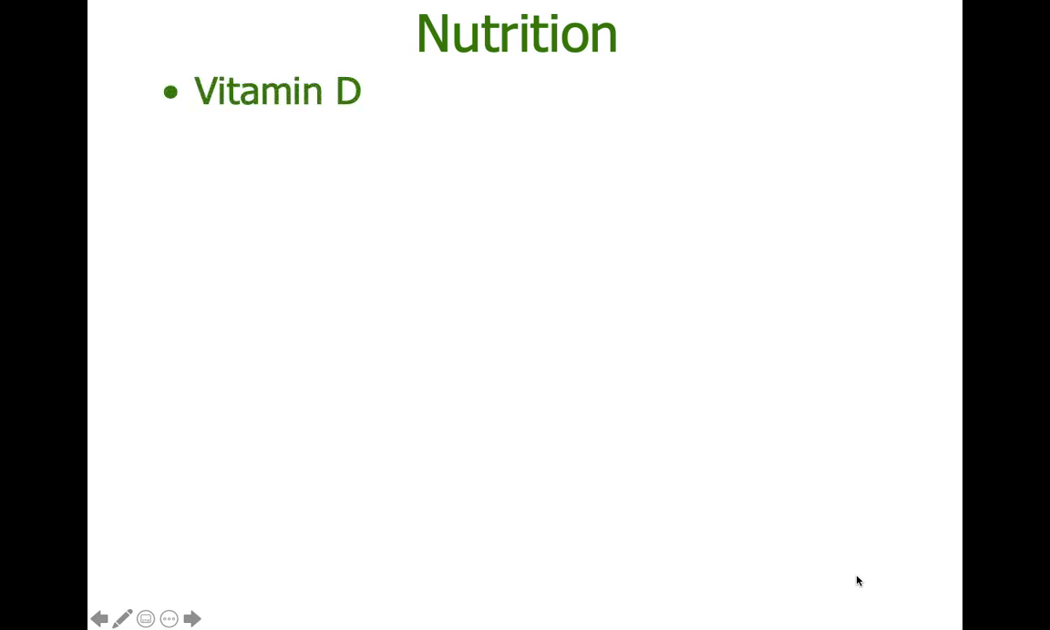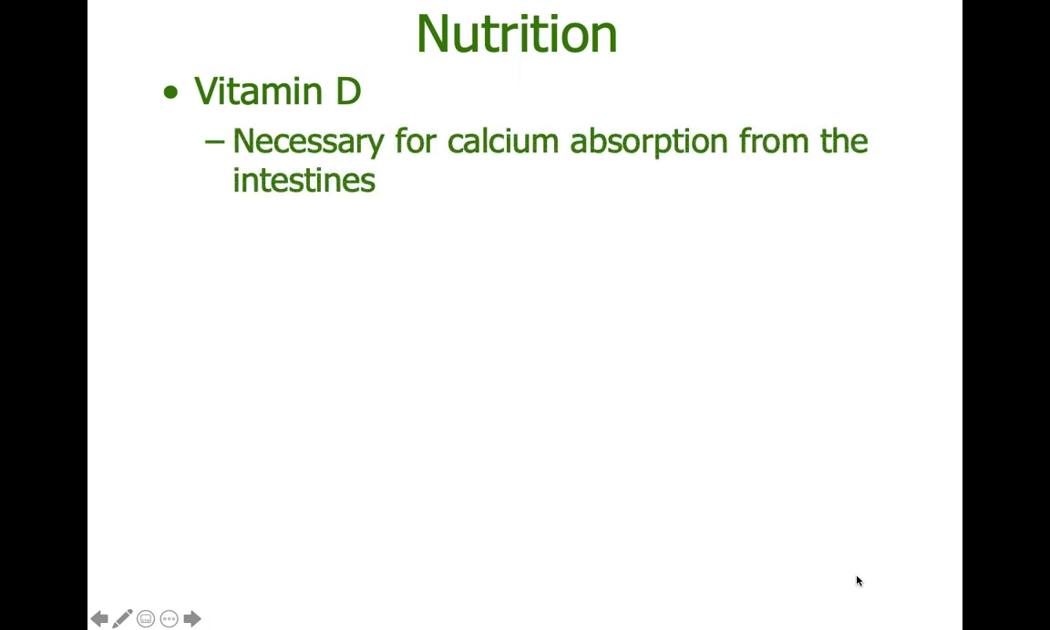Specific to bone, though, let's talk about a couple of different vitamins. First, vitamin D. It's necessary for calcium absorption from the intestines. So here's the deal. If you don't have vitamin D, you could be taking buckets of calcium, and it's not going to do your body any good, because that calcium, for the most part, is going to pass through your intestines and out of your body. With vitamin D, it allows calcium to be absorbed from the intestines.